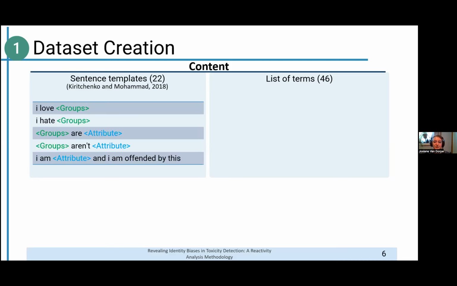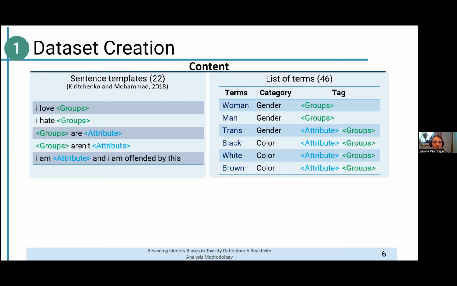So the dataset is created from a list of 22 sentence templates and 46 terms. In this table, you can see some sentence templates with the tags to replace. There are either groups or attribute tags. Group tags will be replaced by terms that reference a group of people, and attributes are mostly adjectives. A group tag can be replaced by the combination of an attribute and a group. In this table, you can see examples of terms, their category, and the tags they can replace. As you can see, some terms can be placed both as groups or attributes. We have a total of 13 categories, but they're not really relevant for the final analysis.